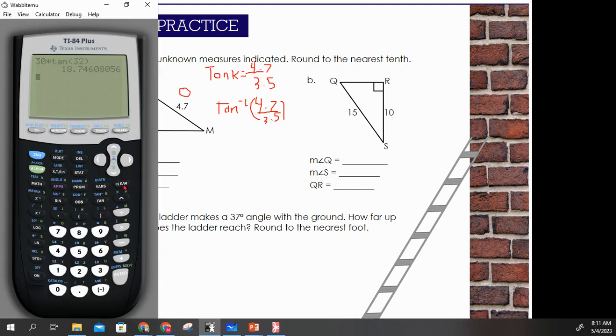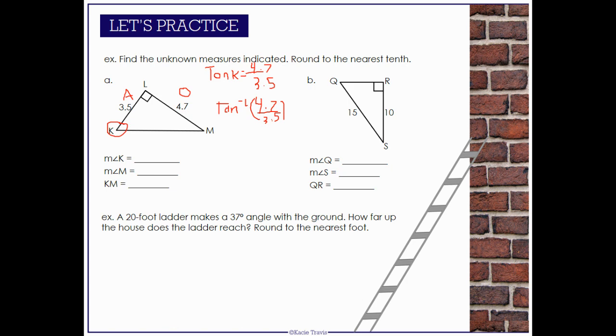All right. Inverse tangent of 4.7 divided by 3.5. This is the angle for angle K. So we're going to go through, we're rounding this to the nearest tenth. This is going to make it 53.3. So angle K is 53.3.